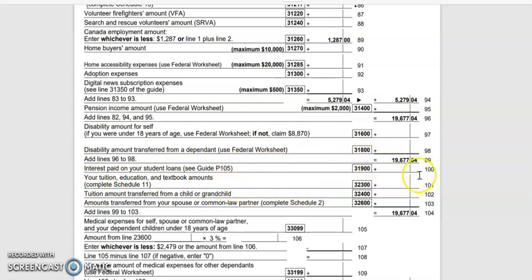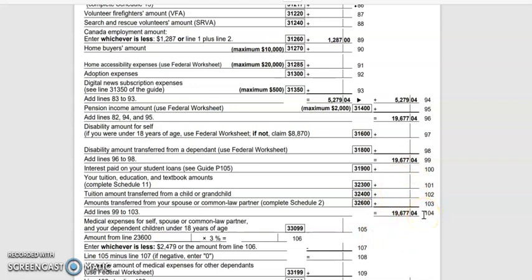If we had tuition, we'd put in an amount. Tuition transferred from a child or grandchild, we'd have an amount. Amounts transferred from a spouse or common law partner, we'd have an amount. We will get into this in a couple of weeks, where you will learn how to figure out the tuition amount. So again, there weren't any additions.